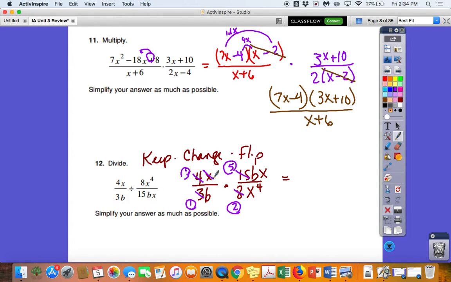Now, I have 1x here, 1x there. That makes 2. So 4 minus 2 is 2. So I've got an x squared down here. And the b's are a perfect match. There's one here and one there, so they completely reduce. So in the top, I have 5, because that's 1 times 5. In the bottom, I have 2 times 1 is just 2, x squared. So that's as small as I can get it.